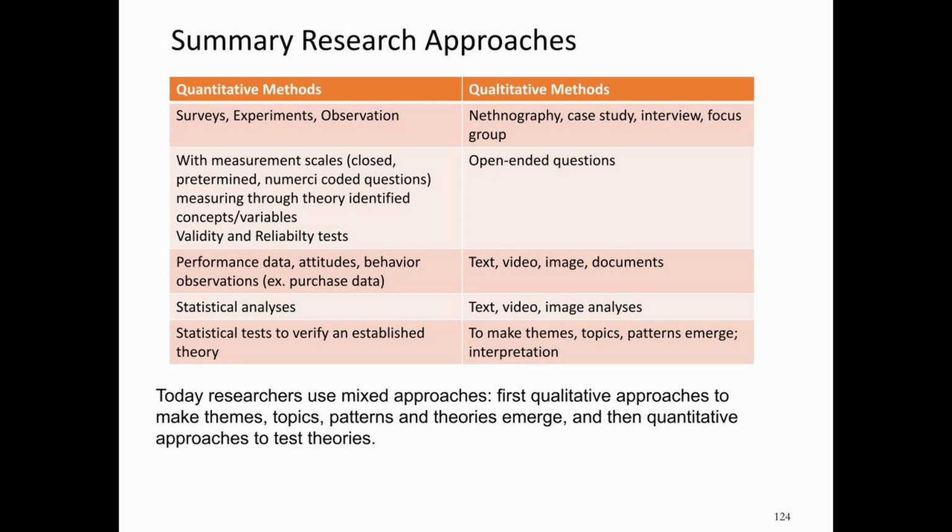For quantitative approaches, one uses statistical analysis such as regression, structural equation modeling, analysis of variance. Whereas for qualitative approaches, there's text mining and qualitative word count. For quantitative approaches, one uses statistical tests to verify the hypothesis with significance levels from 1% to 5%. Whereas for qualitative approaches, one uses themes, topics, patterns to emerge in order to interpret the data. Today, researchers use both approaches, which is also called mixed approaches. First, they use mostly qualitative approaches to make themes, topics, patterns, and theories emerge. And then they use quantitative approaches to test the theories.